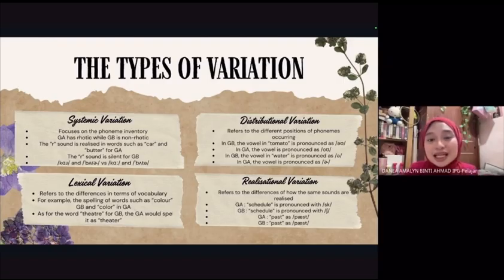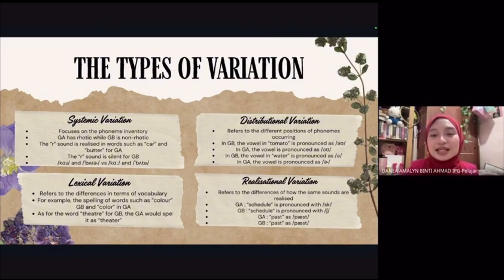Similarly, the word theater in GB is pronounced differently and spelled with the RE at the end, while in GA it's theater with the ER instead of RE.